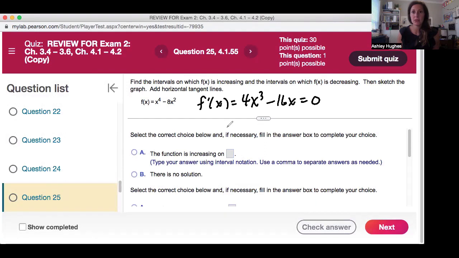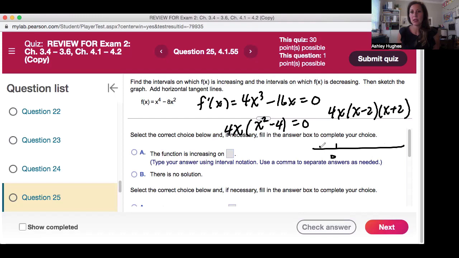We set it equal to 0. Factor out 4x, so I'm left with x squared minus 4. And so I have 4x times (x minus 2) times (x plus 2). And so I can put 0, -2, and 2 on a number line. And I plug in the test points in here.